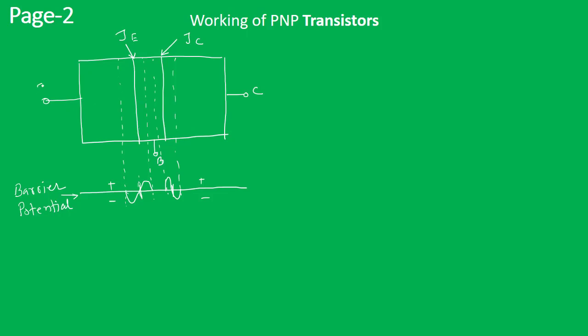So this is our emitter and this is the base. The emitter-base junction is JE and the collector-base junction is JC. Both are PN junctions. As usual we shall be having some barrier potential, and you see here the N side. The base is N material, the emitter is P and the collector is P.